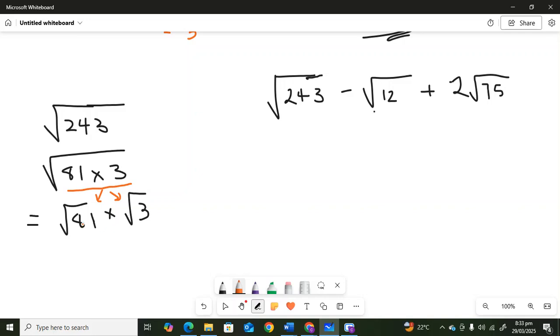What is the square root of 81, colleagues? 9. Yes. So 9, then you put square root of 3. Since 3 hasn't got a square root, you just leave it as it is here. But 81, you can take the square root, so you've got a 9. Any questions before we move further?